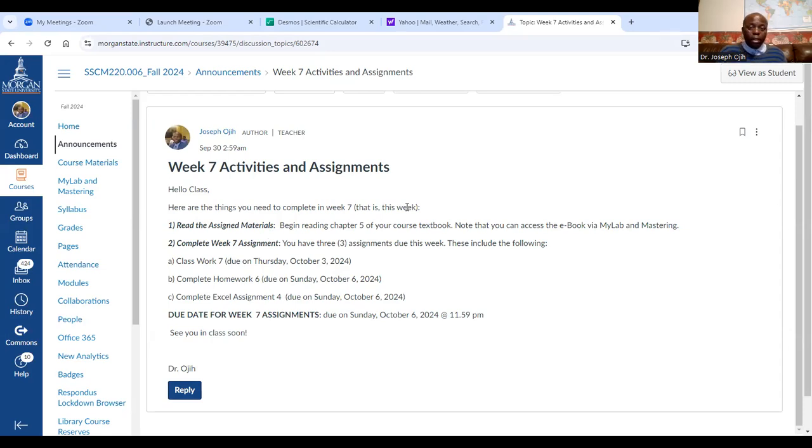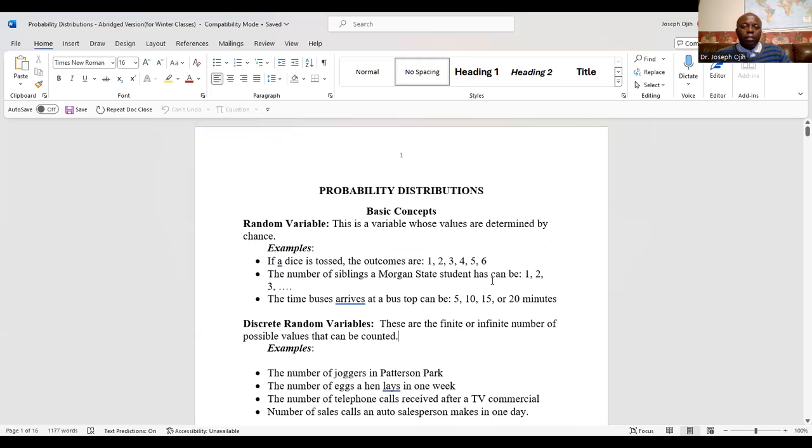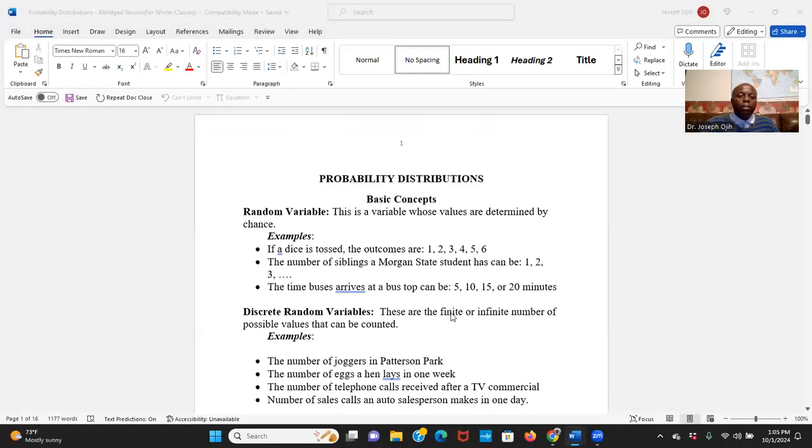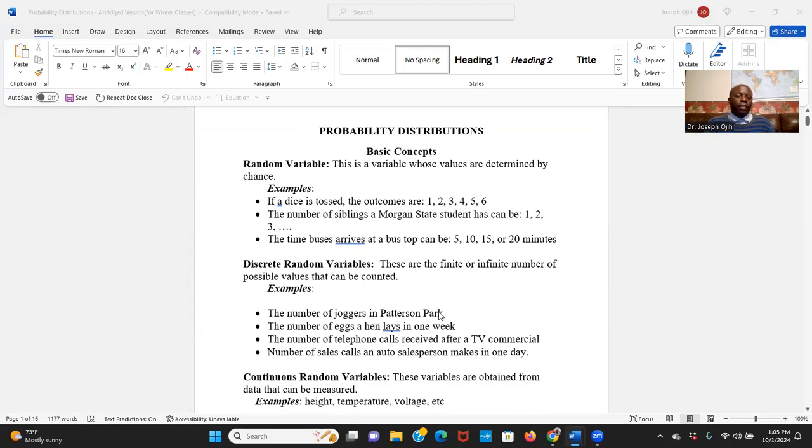Okay, so let's begin. We start the week with this topic, probability distributions. Can you see the screen, guys? Yeah, clearly? Okay, good. Excellent. So let's start with the basic concept. We start with random variable.